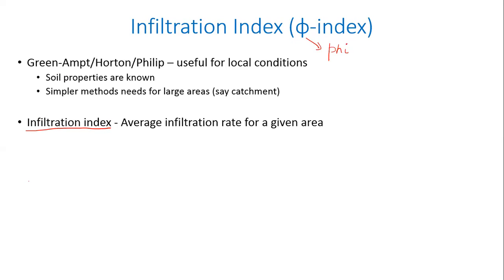This phi index is basically the average infiltration rate for a given area. For a large area, if I can somehow come up with the average infiltration rate for that large area, then that is what I'm going to call my phi index, which can be useful to understand the runoff that will be generated from a catchment, for example, given a certain rainfall event.